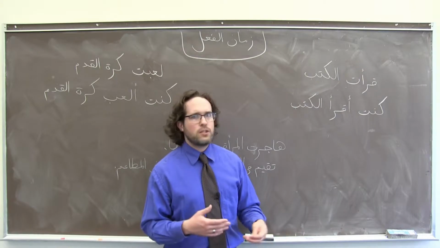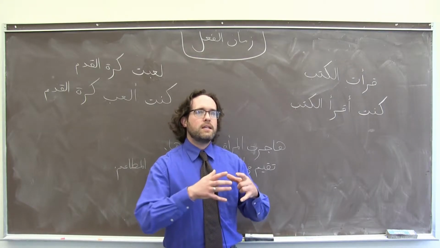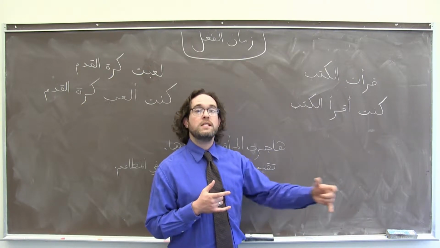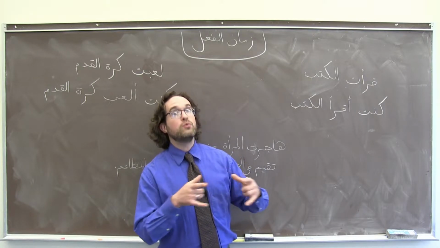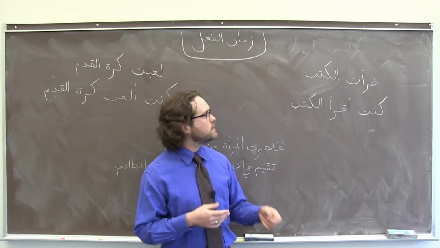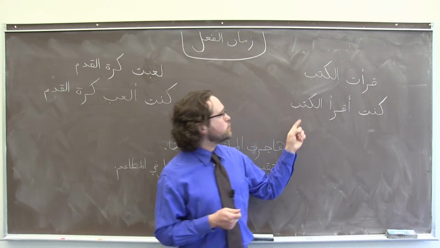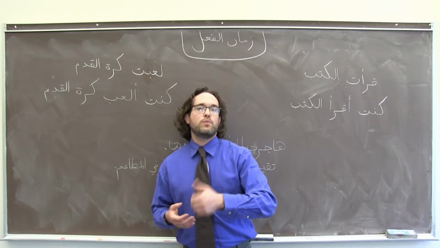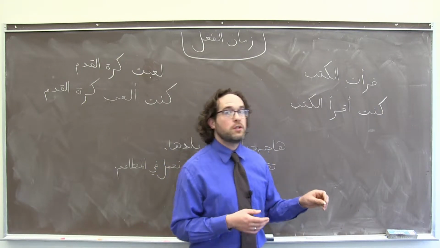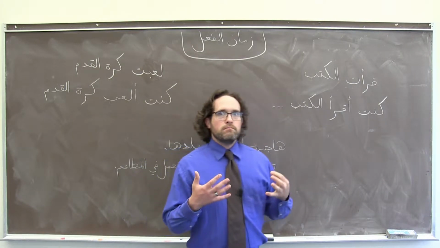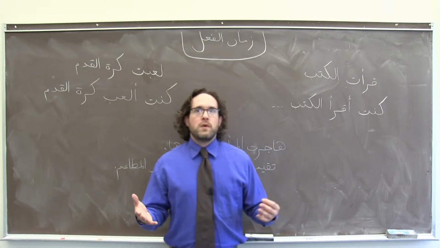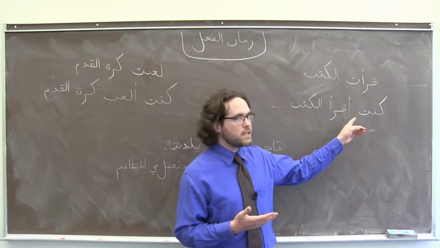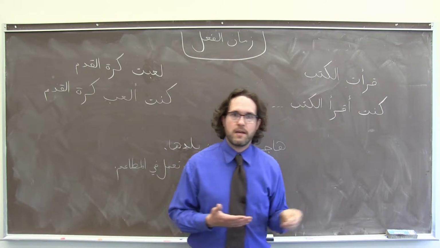If I use kana, conjugated, it gives a slightly different flavor of something happening continuously in the past or something that I used to do in the past, habitually. If I said kuntu aqra al-kutub, it would mean something like I used to read books, or I was reading the books, and then potentially we could have a sudden event or action. I was reading the books when my friend walked through the door, or something like that. But either way, it's a continuous action that was happening in the past.